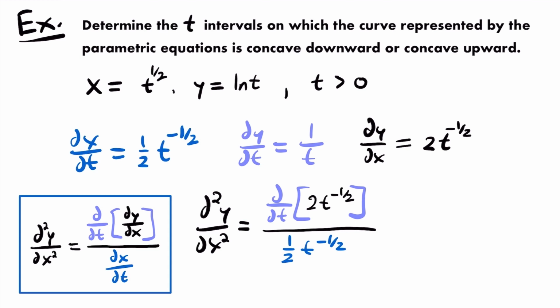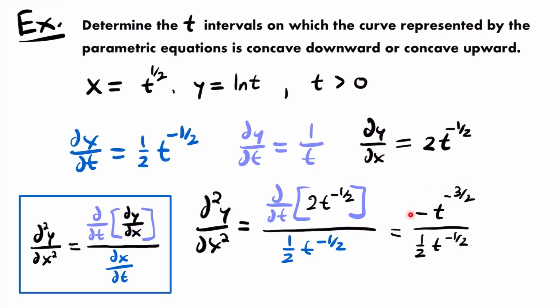Okay, now let's take the derivative of our first derivative with respect to t. We'll multiply this exponent down. 2 times negative 1/2 will be negative 1, and then we'll subtract 1 from that exponent, and so this will be equal to negative t to the power of negative 3/2. Negative 1/2 minus 1 is negative 3/2. And this is going to be divided by 1/2 times t to the power of negative 1/2.